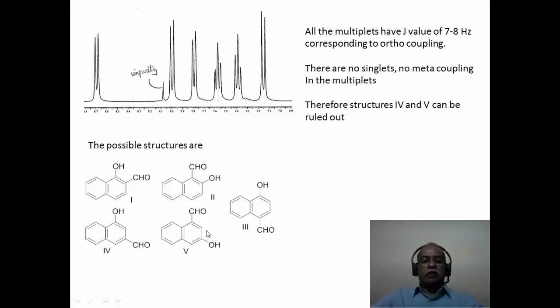In other words, this hydrogen which is adjacent to the aldehyde and the OH, and this hydrogen which is adjacent to the OH in this case and adjacent to the aldehyde in the case of compound 4, cannot be a multiplet with the ortho coupling. So compounds 4 and 5 essentially are ruled out, because the requisite ortho coupling constant is absent for these two hydrogens in this particular ring. So it boils down to identifying compound 1, 2, 3 for this particular structure.